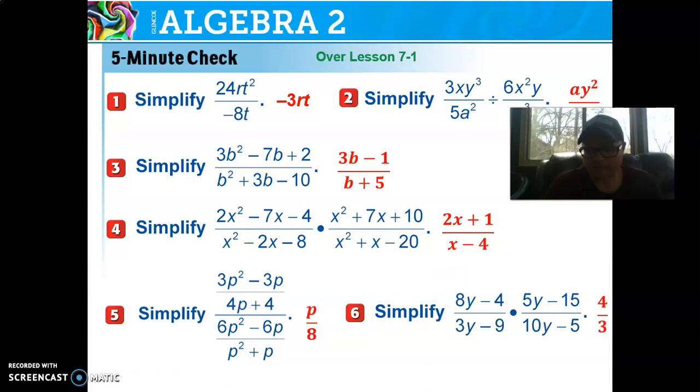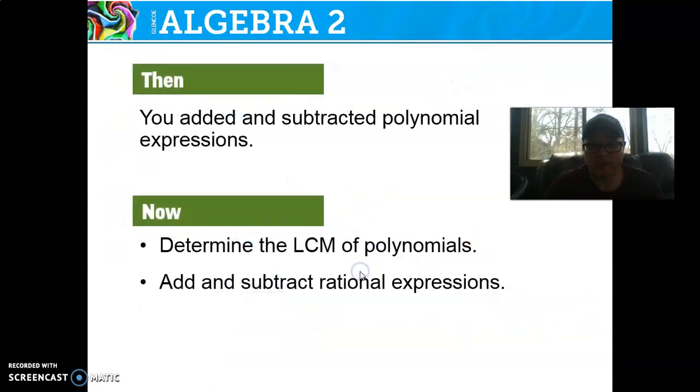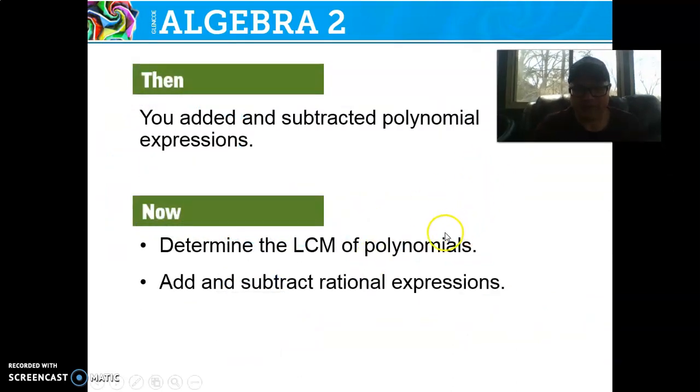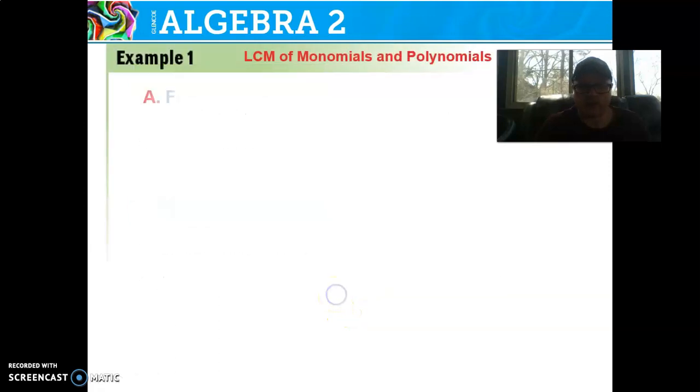And number 6 reduces to 4 over 3. Again, factor the expressions first and cancel out the common factors. So this lesson will help you with both sections of 7.2. We added and subtracted polynomials before. Now we're going to determine the LCM, which stands for least common multiple of polynomials, and then use that to add and subtract rational expressions.